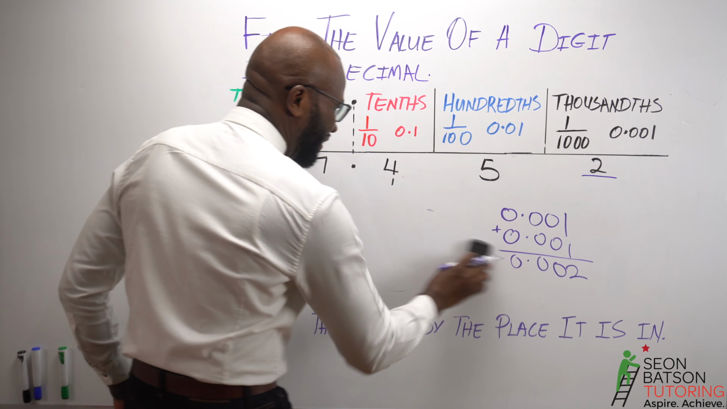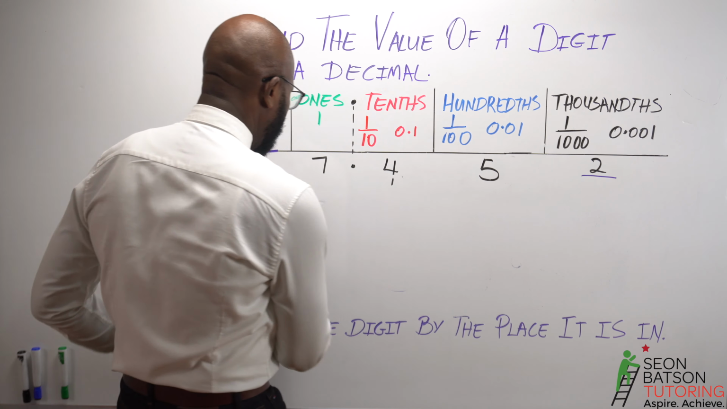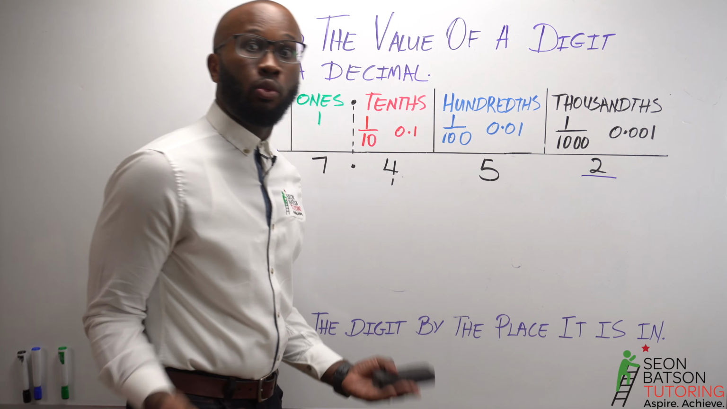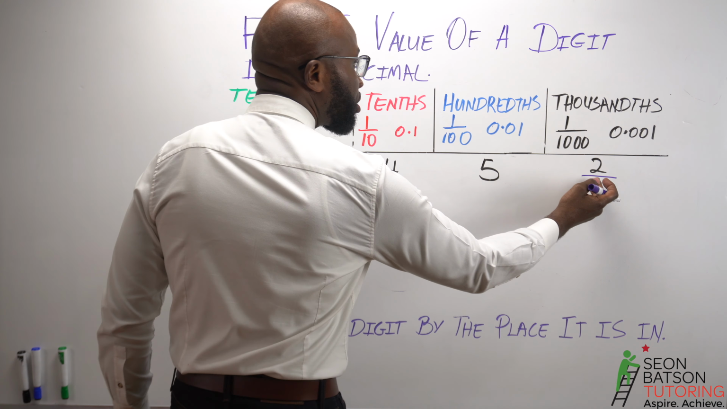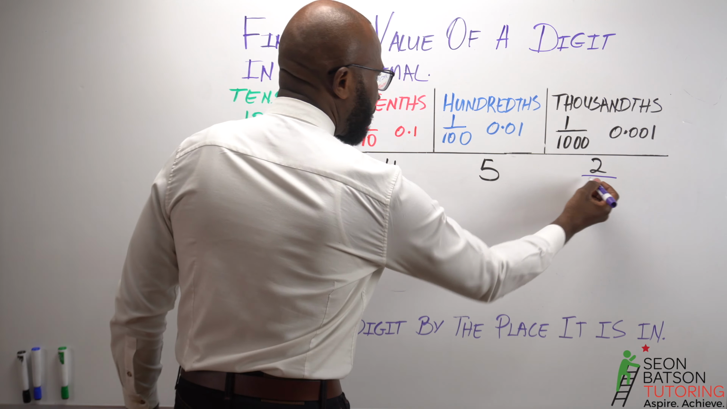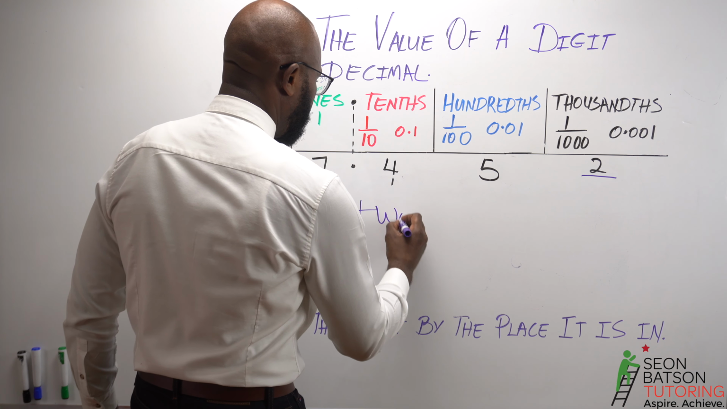Now, as always, we can of course write the value of the 2 in word form as well, right? Since the 2 is in the thousandths place, we can say the value of this 2 is 2 thousandths.